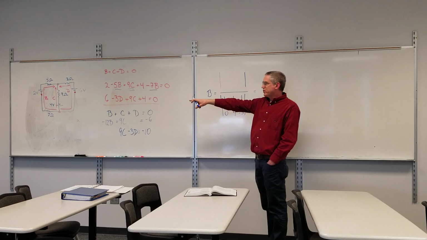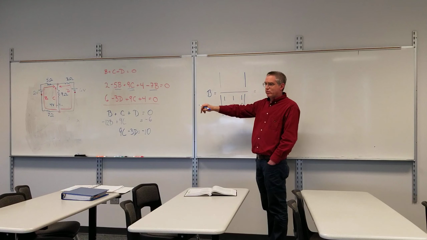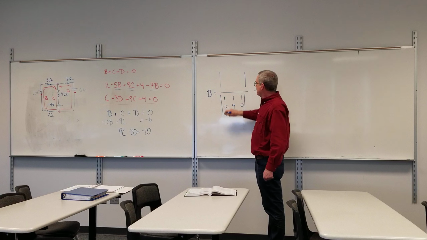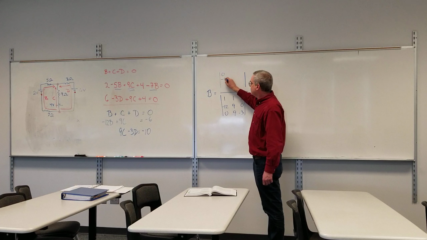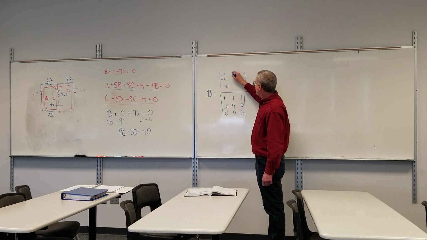If I'm solving for the first variable, I replace the first column. Solving for the second variable, the second column. Hopefully you see the pattern for the third variable. So my numerator is going to be, I'm going to replace my first column with 0, negative 6, negative 10. And the other two columns are the same.